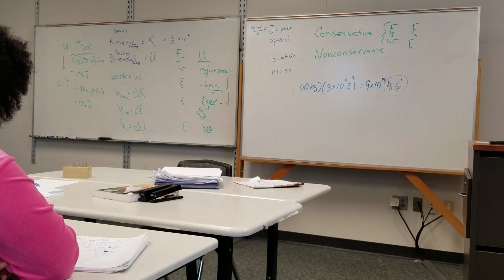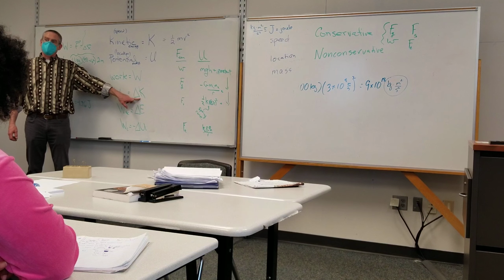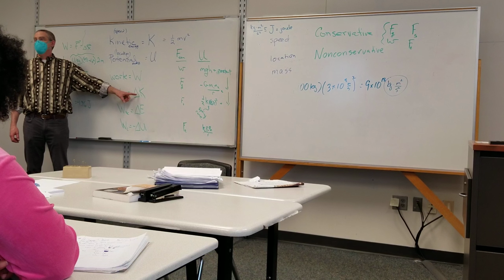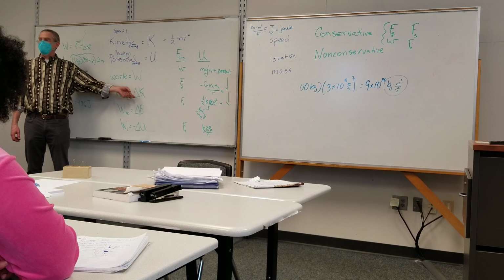The weight does no work at all. The normal force from the table does no work, because it does not move up or down. It's only the forces in the direction of movement, or that have any part in the direction of movement, that can do any work. If it's coming towards me, and then I use my hand to stop it, I'm doing negative work. Another way of looking at it, kinetic energy is related to how fast it's going. If I slow it down, my change in kinetic energy is negative. My work is negative. If I speed it up, I'm doing positive work.